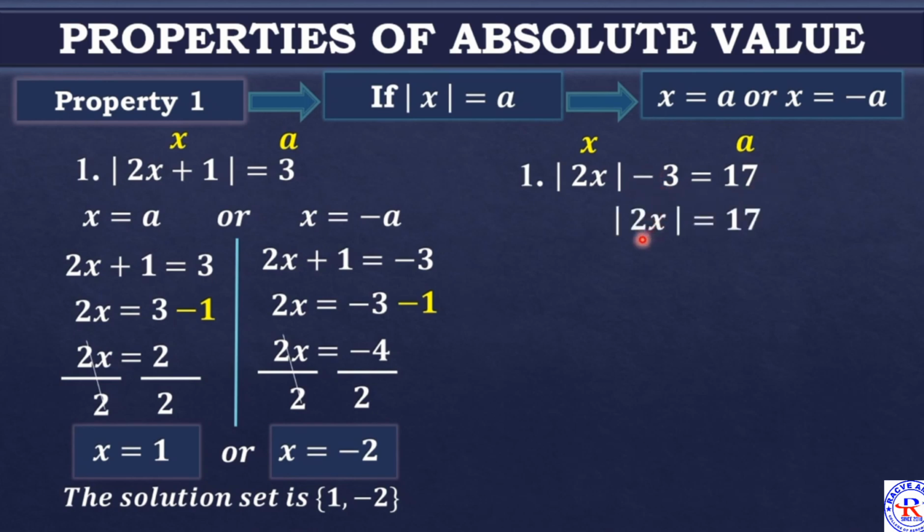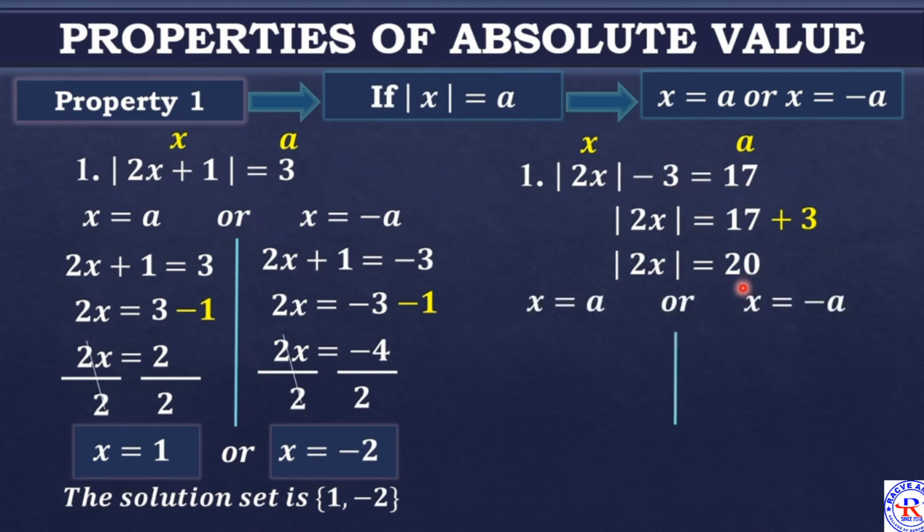So, magiging absolute value of 2x is equal to 17. Lipat natin ito. So, minus 3 magiging plus 3. Okay? So, absolute value of 2x is equal to 17 plus 3. That is 20. So, ito pa rin yung x mo. Ang a mo is 20. Hindi na po 17 ha, kasi inayos natin siya. So, ang a mo na po is 20.